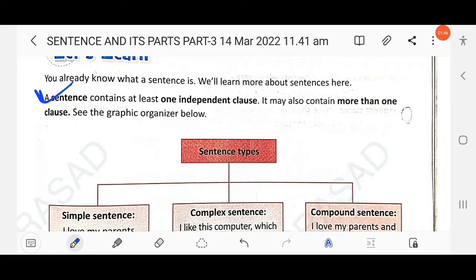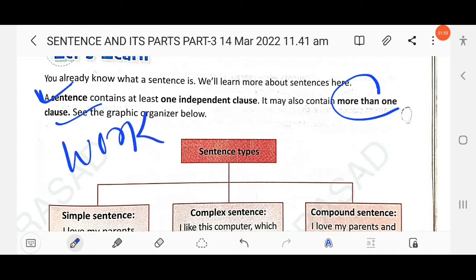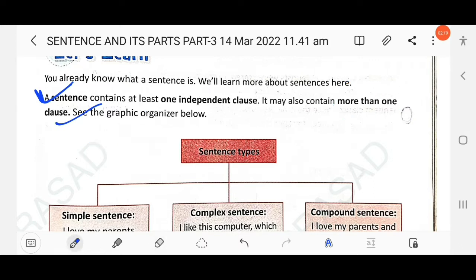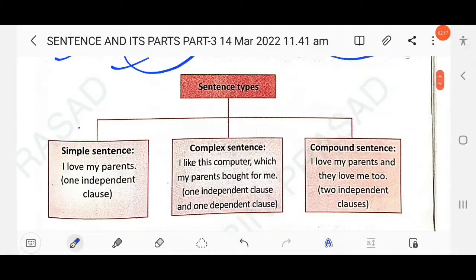Here it may also contain more than one clause. So in a sentence there can be more than one clause. Suppose we take an example: work hard or you will fail. Here you find there are two clauses, work hard and you will fail. So in this sentence we find there are two clauses. Here it says it may also contain more than one clause. See the graphic organizer below. Sentence types: simple sentence, complex sentence and compound sentence.